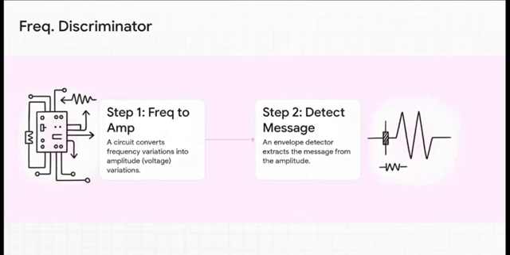So one of the older ways to do this was with something called a frequency discriminator, and it's actually a pretty clever hack. The circuit does it in 2 steps. First, it has a special component that converts the changes in frequency, the speed, back into changes in amplitude, the power. So it essentially turns the FM signal back into something that looks a lot like an AM signal. And from there, step 2 is easy. You just use a standard detector to pull the message right out of those power variations.